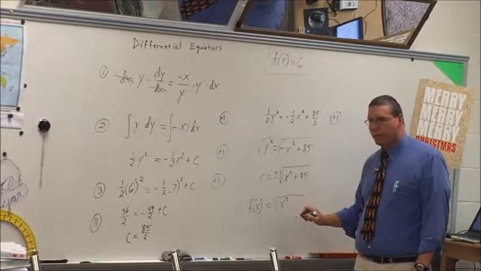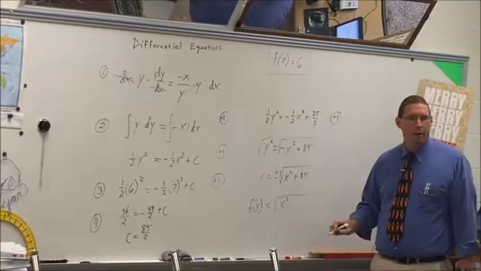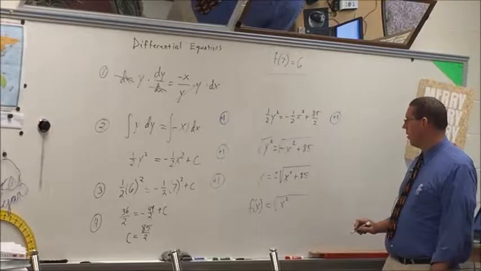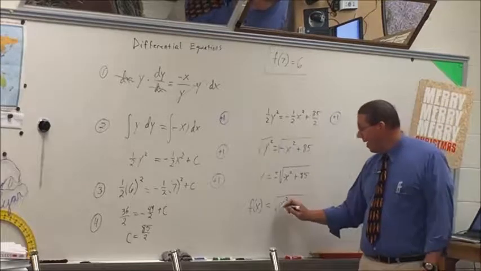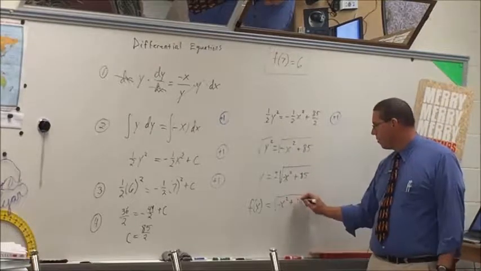And did I get this right? Is this what I have as the answer? Oh, thank you. This is negative. I'm so sorry. Thank you. Negative x squared plus 85.